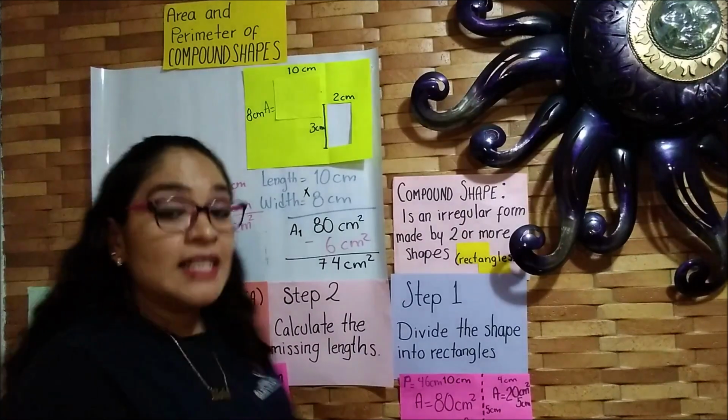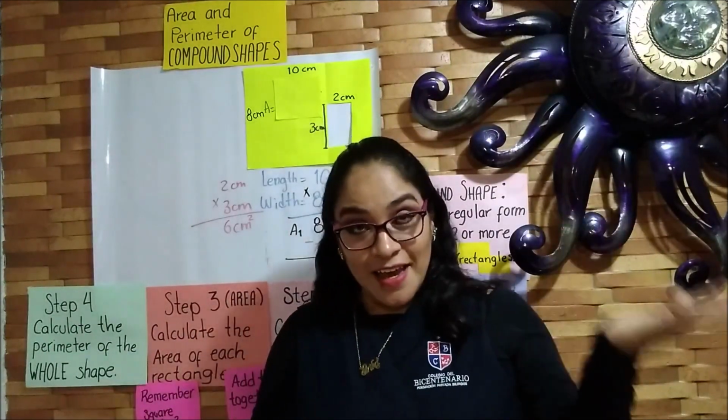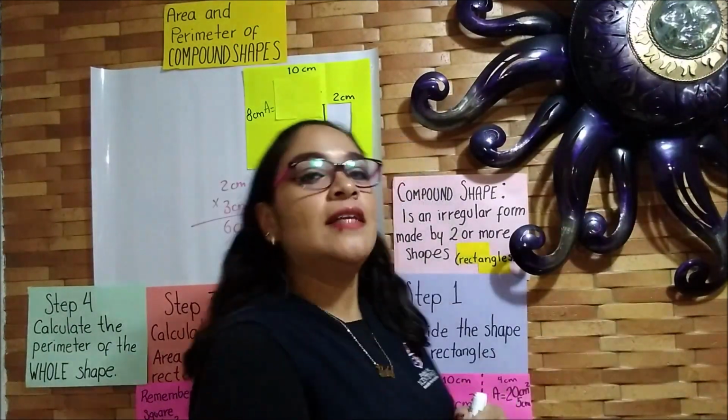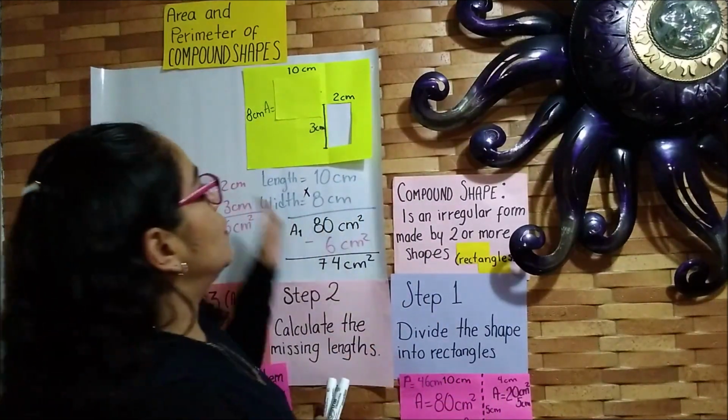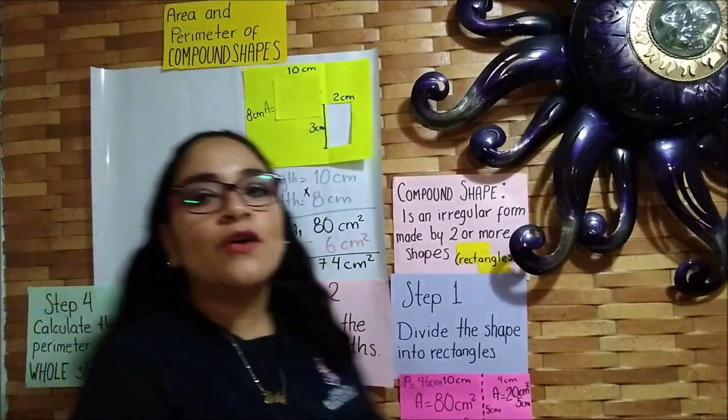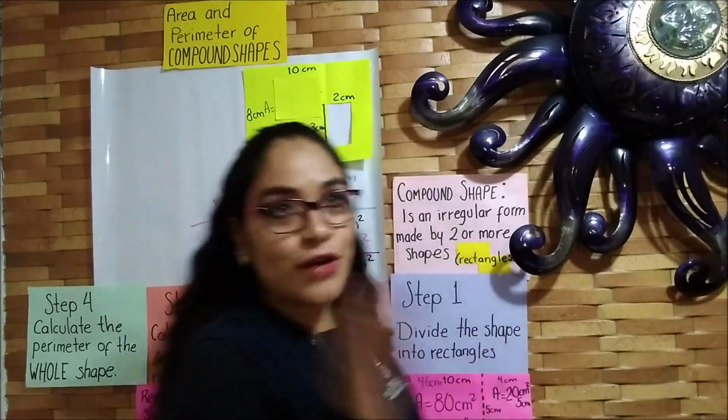Alright? In this case, they are only requesting area. We don't need to calculate the perimeter. But the perimeter is going to be just the edges, so it will be like regular perimeter.